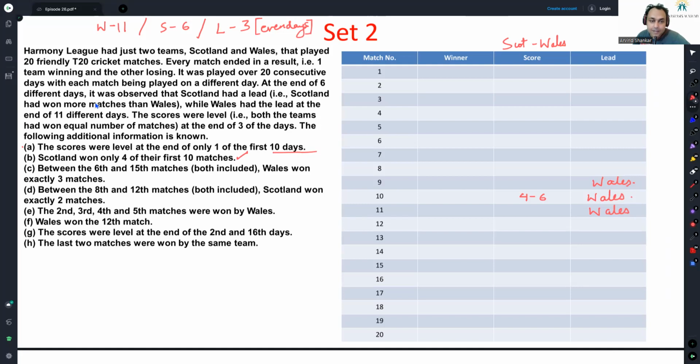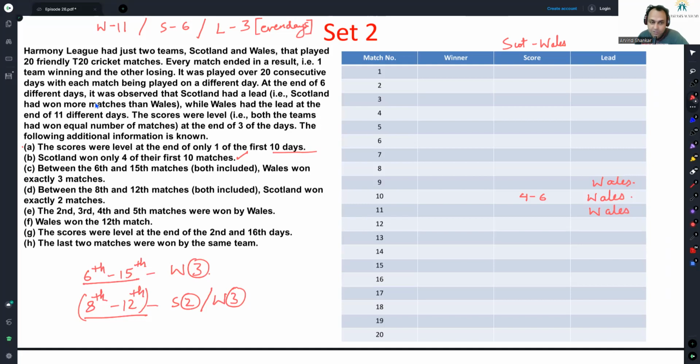Between 6th and 15th matches, both included, Wales won exactly 3 matches. So in 6th to 15th matches, Wales won 3 matches. Okay. Next point. Between 8th and 12th matches, both included, Scotland won exactly 2 matches. From 8th to 12th match, Scotland won exactly 2 matches. Which should translate into, see, these are 5 matches. If Scotland won 2 matches, then Wales has won 3 matches in this range. Additionally, what this also translates into is, can you see this range, 8th through 12th, is contained within 6th to 15th?